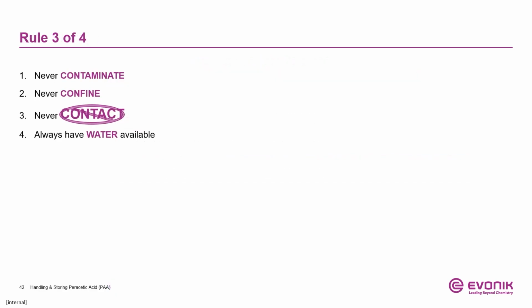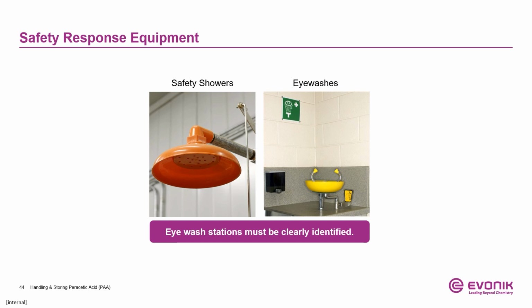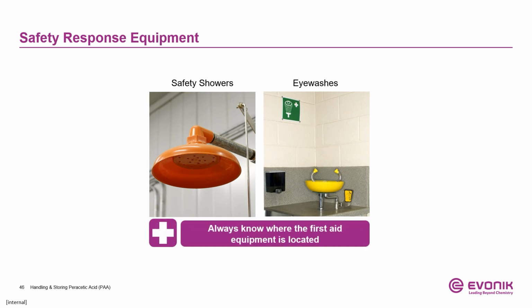Rule 3. Never contact. Every location must have the appropriate safety response equipment. This includes safety showers and eye washes near all working positions. All eye wash stations must be clearly identified. A water source, such as a hose, must be available wherever PAA is used. You should always know where the first aid equipment is located.